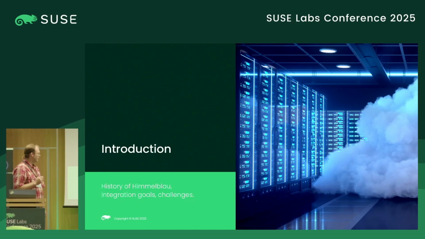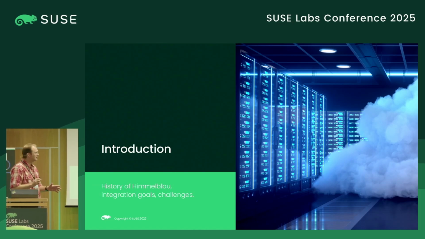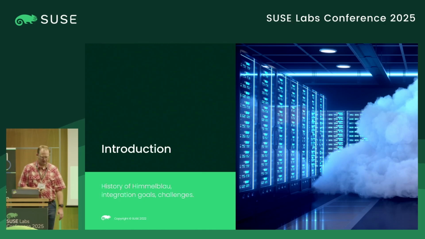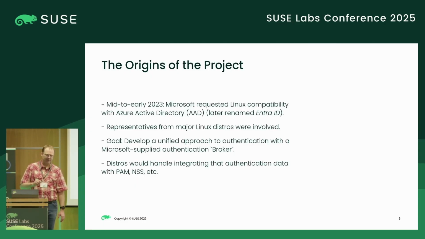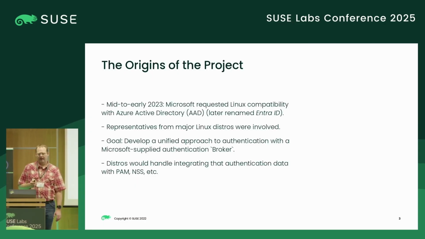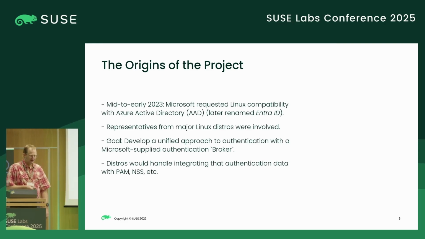So, as an introduction, I want to talk to you about the history of why this project exists and some of our goals of the project. This project started out in early 2023. Microsoft had requested a Linux compatibility layer for what they called at the time Azure Active Directory. And they brought together representatives from various major distros, and we had discussions together.